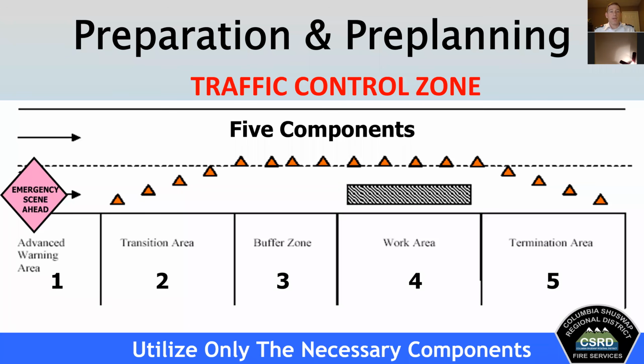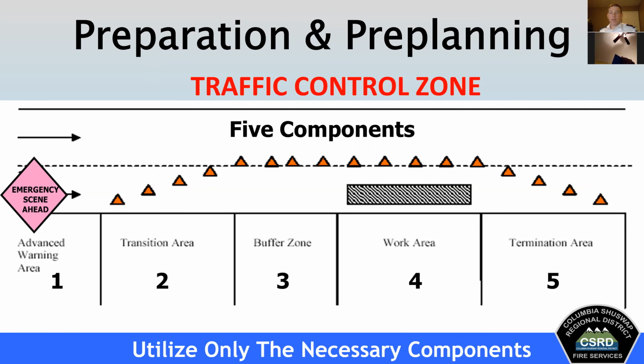We spoke about the advanced warning area, as you see on the left there on your screen. It leads into the transition area where we have the tapered cones, and that's giving direction to the drivers that they're going to be changing the flow of traffic here. We have a buffer zone, which is just an empty space there for our safety. The work area where the actual incident has taken place, and the termination area where it tapers off again back into the normal traffic lane to indicate traffic is to resume its normal direction and flow.